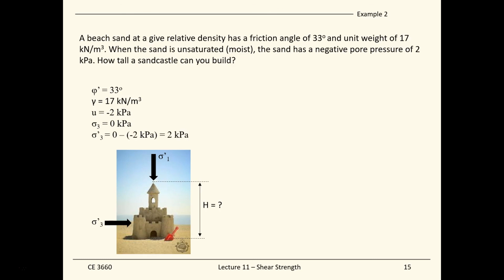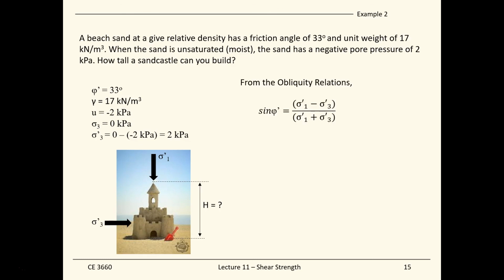But for the effective stress, you have some stress to hold the sandcastle together, and it comes from the negative pore pressure. So if you calculate the effective stress, you know the total stress and you know the pore pressure. So the effective stress in the horizontal direction, or all around, is 2 kilopascals.